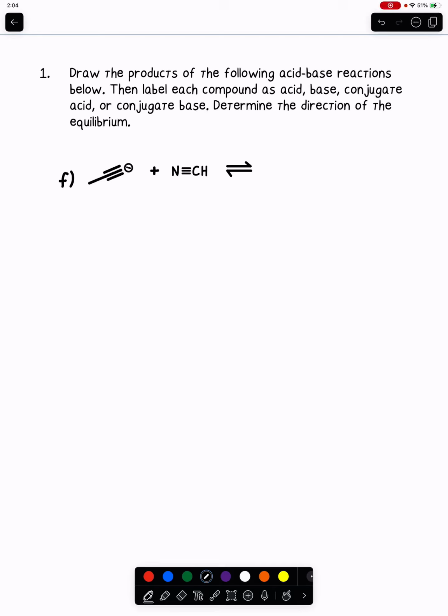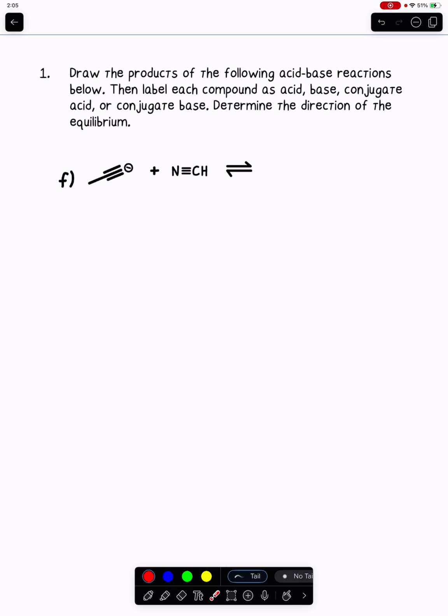Okay, this is the last example from question 1 in this lecture. Again, we're being asked to draw the products of the following acid-base reaction. We're going to label each compound as an acid, base, conjugate acid, or conjugate base, and then we're going to determine the direction of the equilibrium.